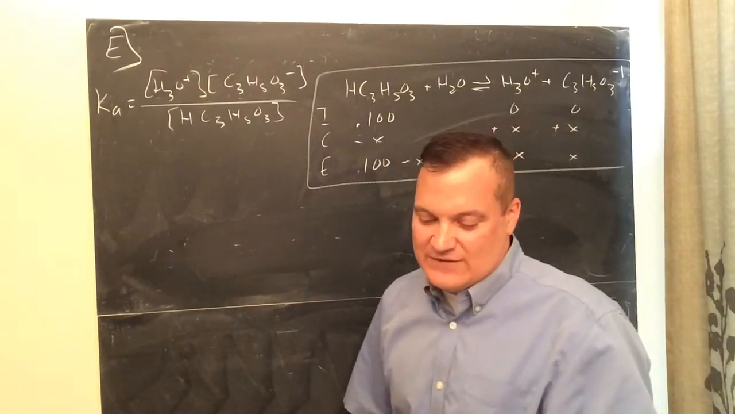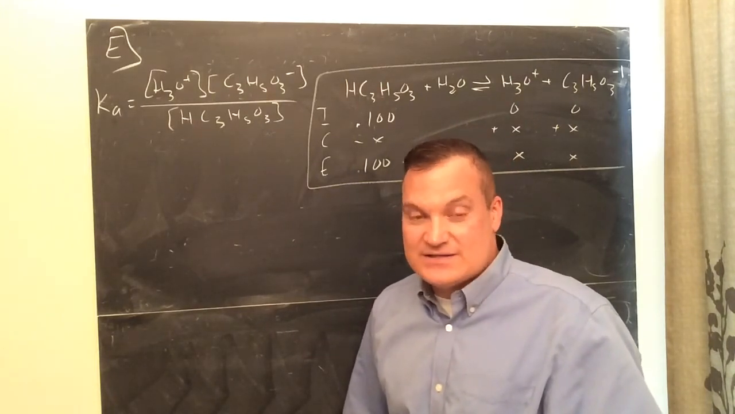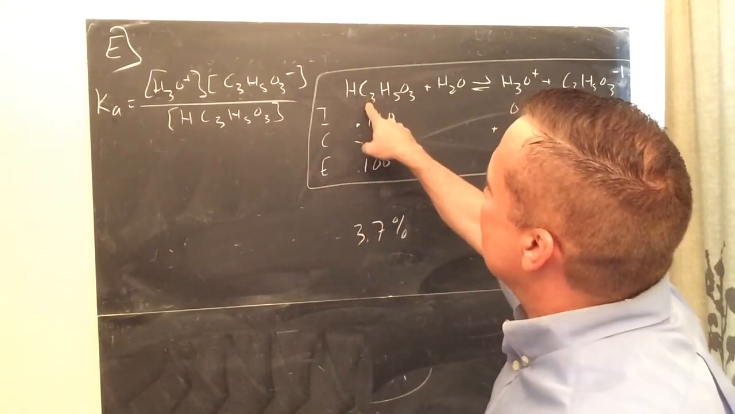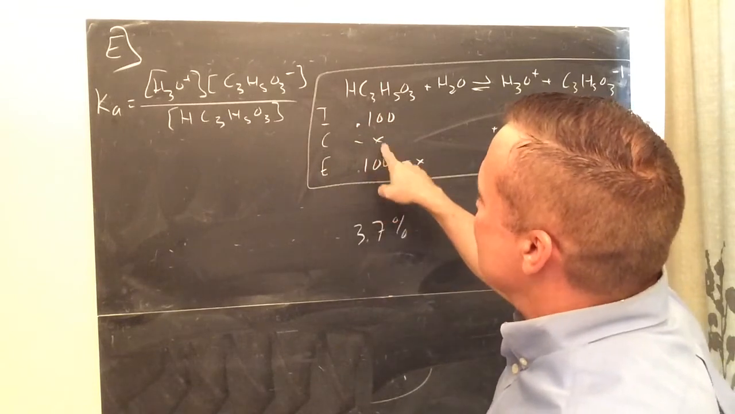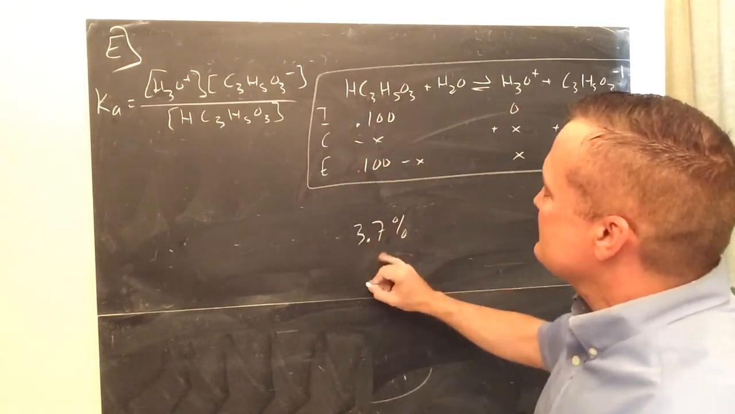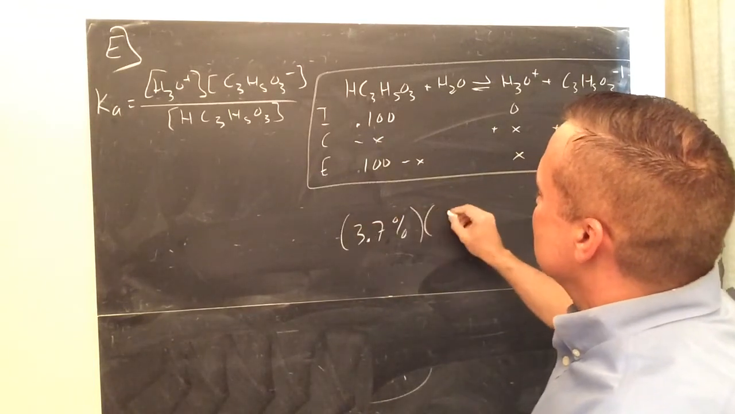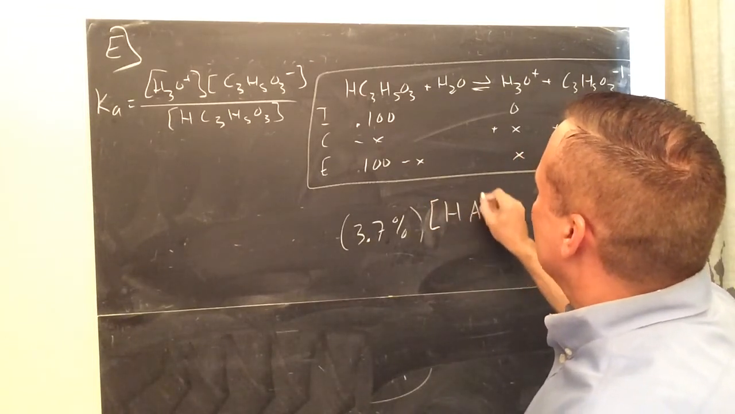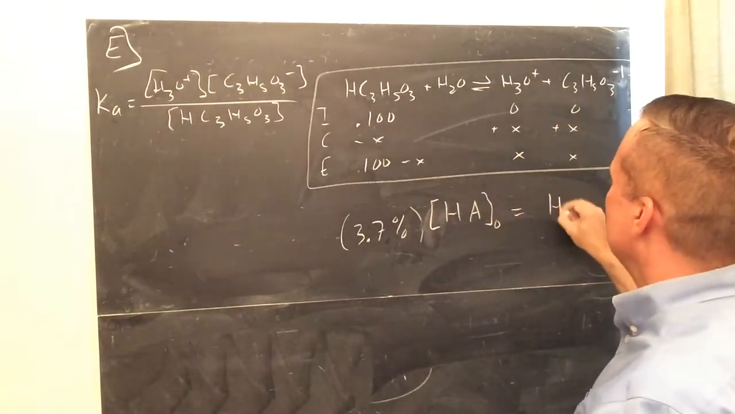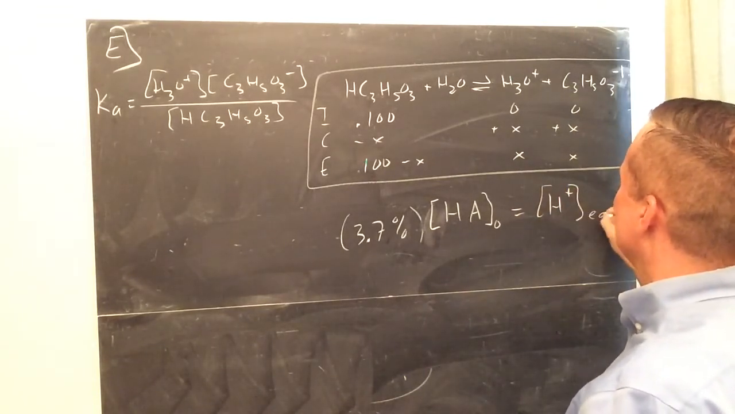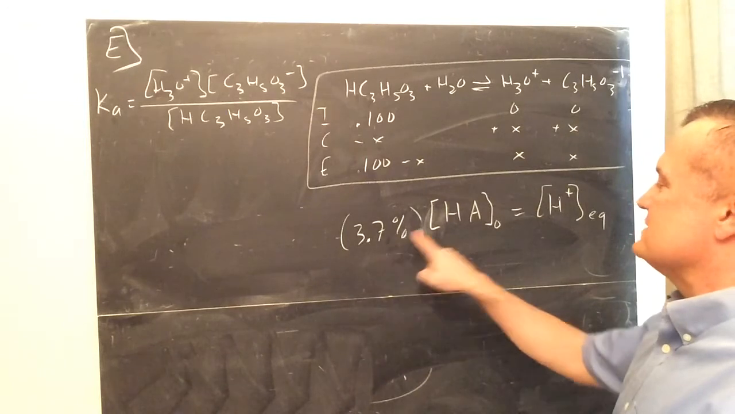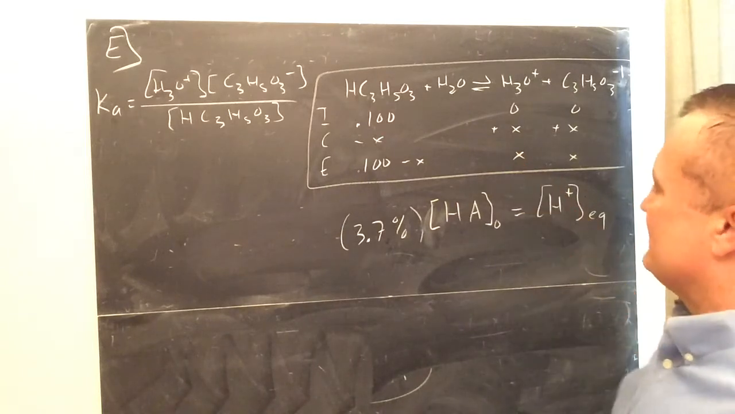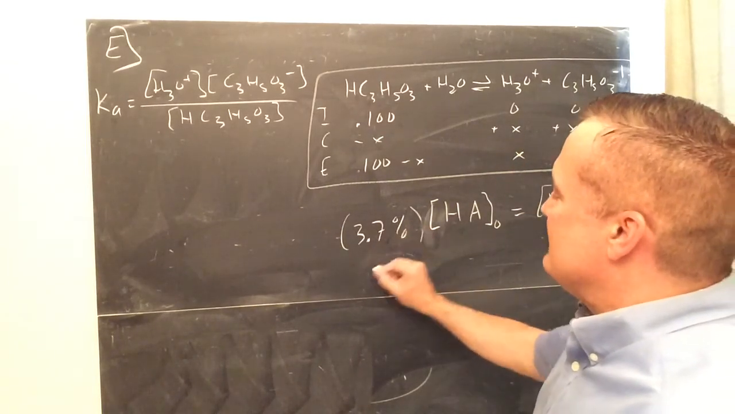Here's the great information they give you. It is 3.7% dissociated. So what that means is 3.7% of all of this 0.100 breaks up. That's how much breaks off. So 3.7% times the, I'll make it brackets, times the HA initial will give you the H plus at equilibrium. How about that? So the percent times the acid original molarity will tell you what the H plus is at equilibrium. Look at that.